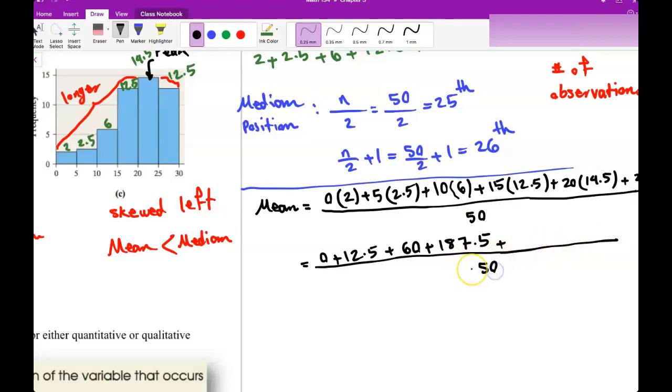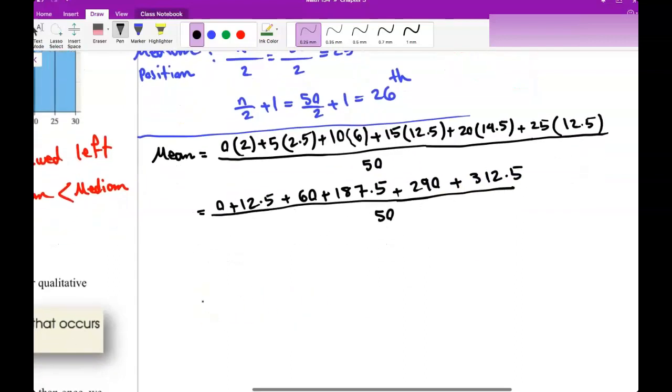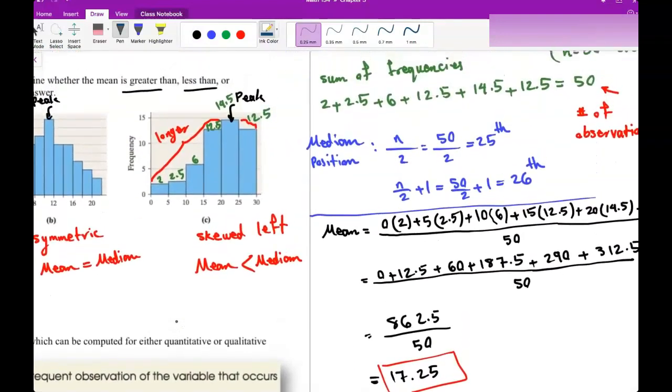Here the denominator is 50. 290, 312.5. So in total we have 862.5 divided by 50. So that is 17.25. So our mean is 17.25.